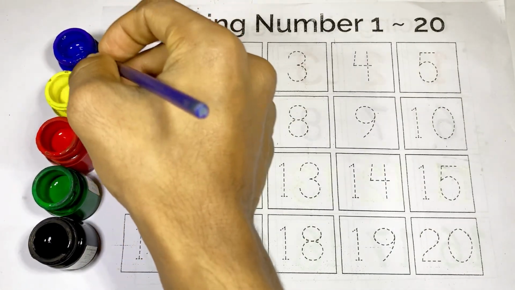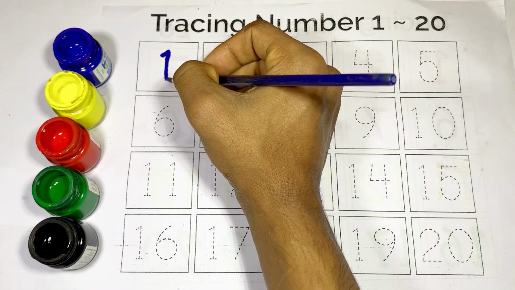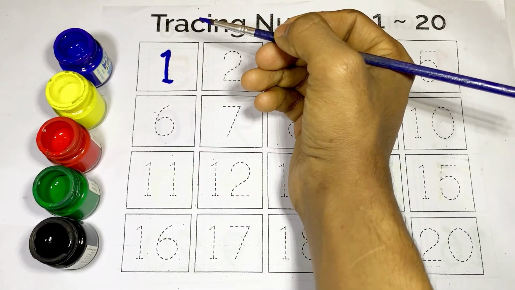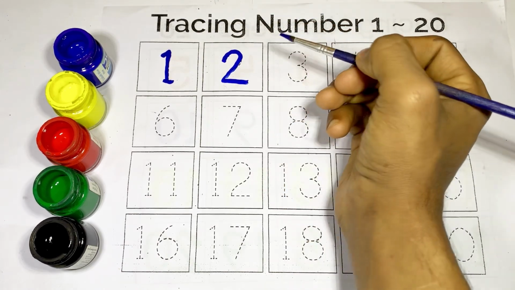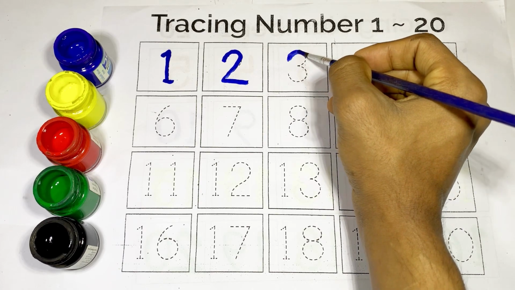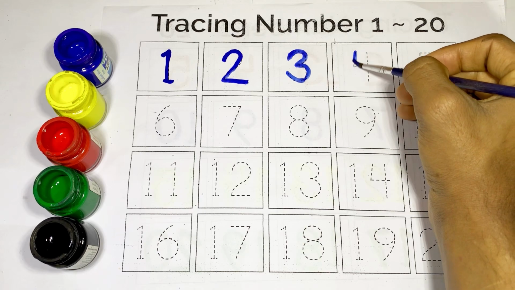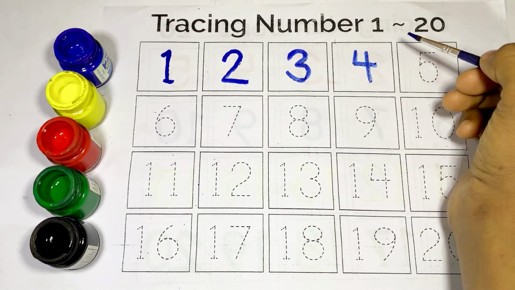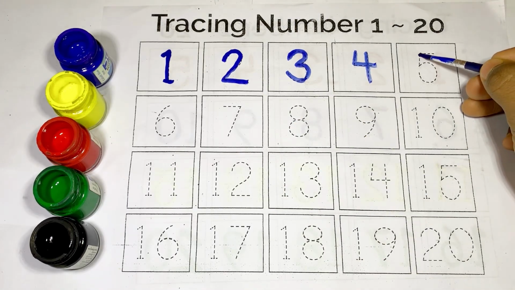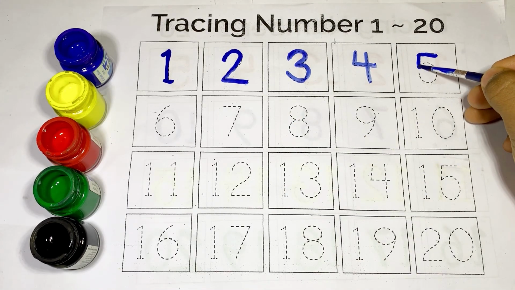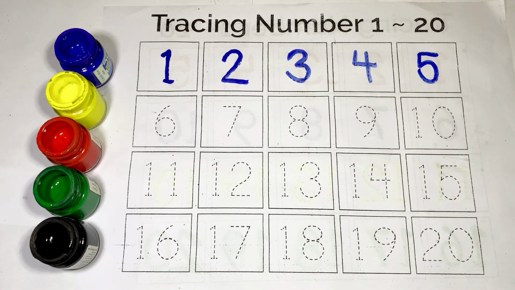Kids first draw 1. The number 1 and use blue color. O. N. E. 2. T. W. O. 3. T. H. R. E. E. 3. 4. F. O. U. R. 4. Kids again use blue color and draw 5. F. I. V. E. 5.